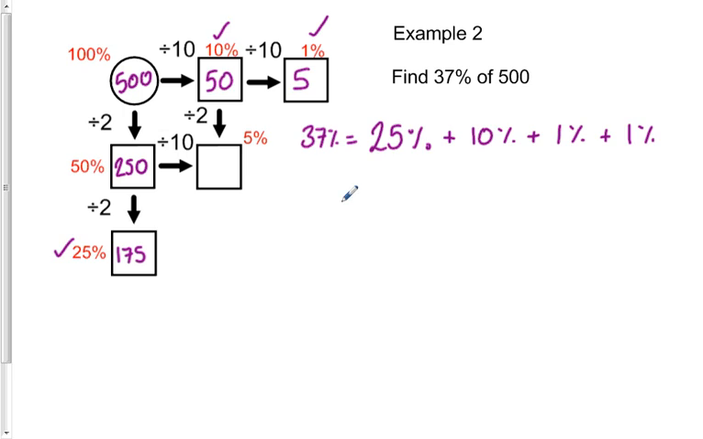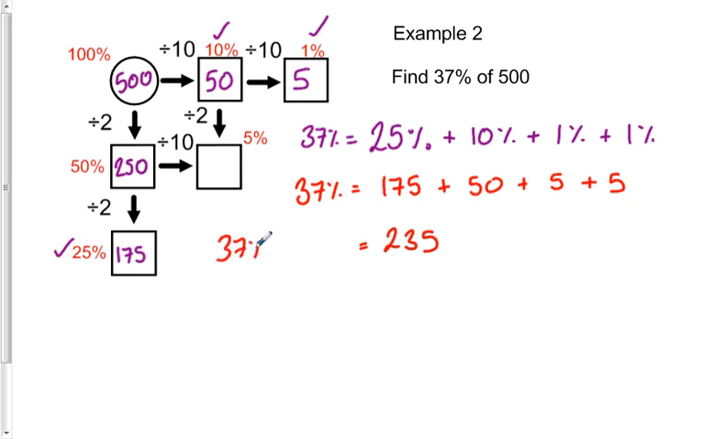So now we can use our numbers. We know we have 37%, which is 125 plus 50 plus 5 plus 5. Now we can use a chimney sum for that, but we don't need to. 125 plus 5 is 130. 130 plus 50 is 180. And 180 plus 5 is 185. So we can say that 37% of 500 is 185.